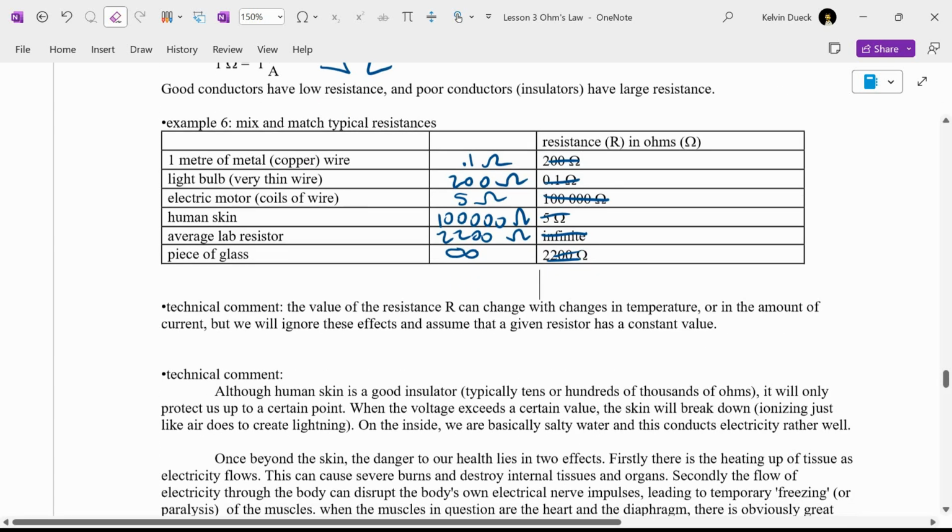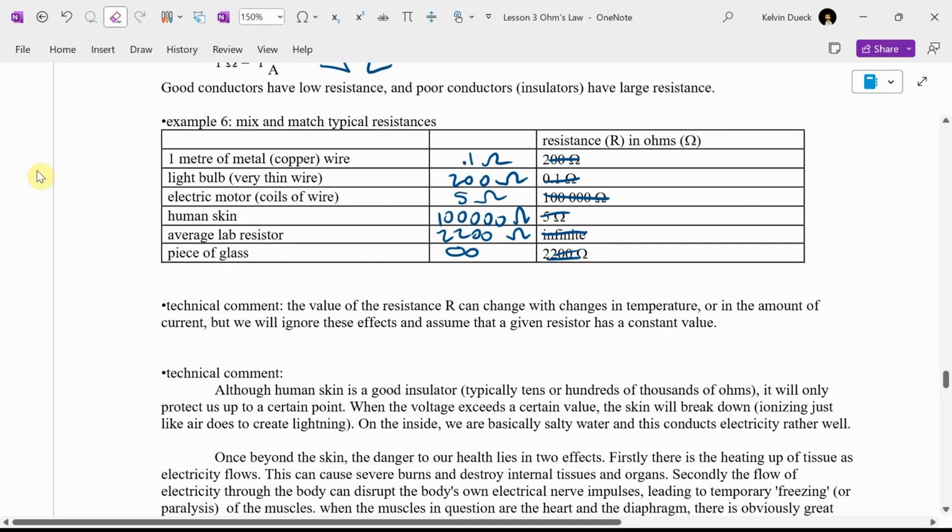I should point out that resistances in real life change as they heat up. Now the electrons and atoms are moving more, electric friction has increased. So in real life resistances change, but we're going to pretend that they don't, just to keep the math simple.